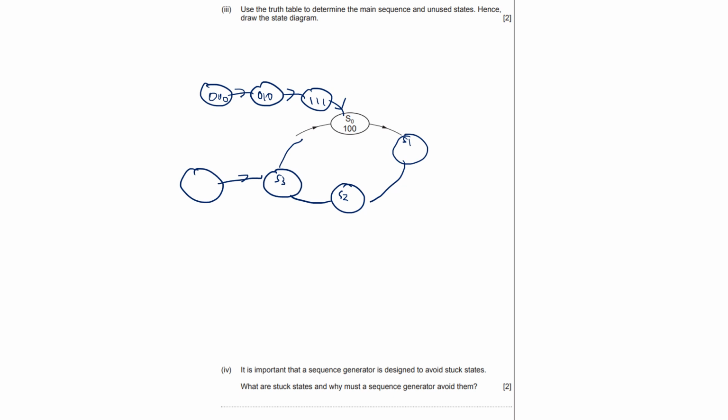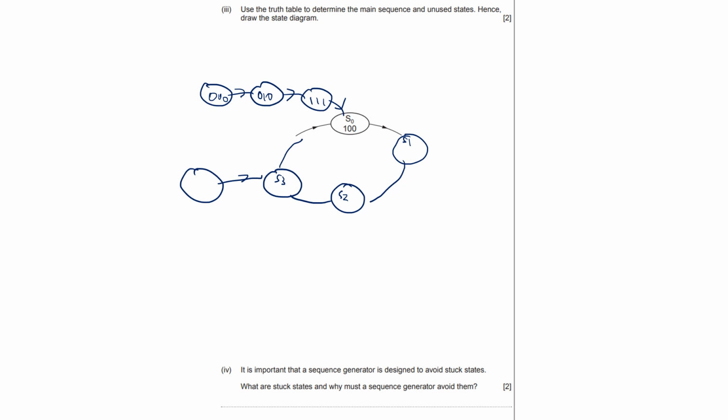Right, it is important that a sequence generator is designed to avoid stuck states. Of course it is. We do not want stuck states, do we? Okay, so what are stuck states and why must they be avoided? So a stuck state is one that will never go back into the main sequence. And so it says, why must the sequence generator avoid them? So if we start in a stuck state, it will never get back into the main sequence.